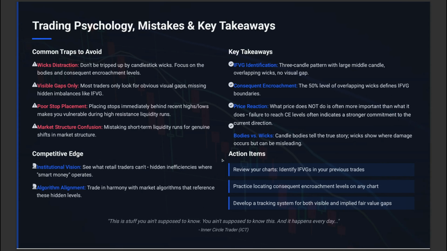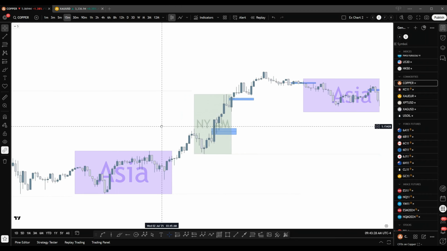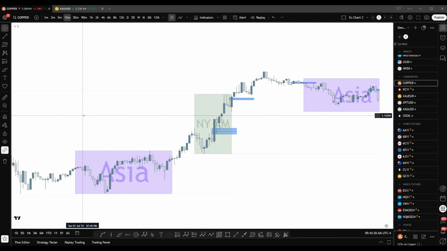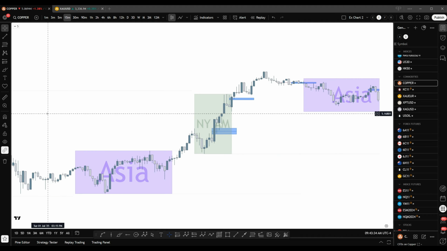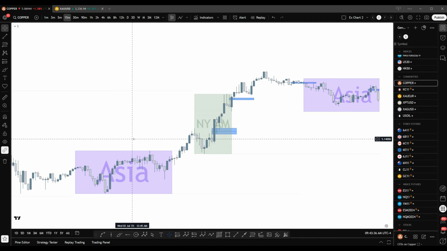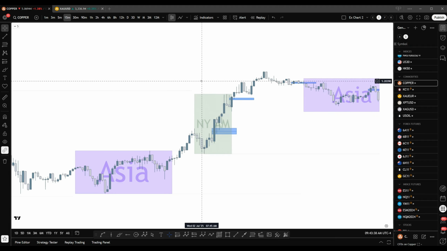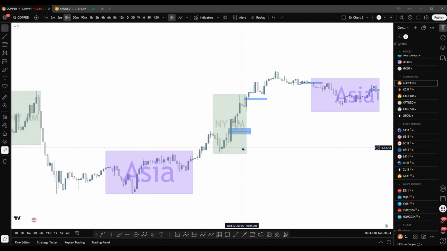I'll show you how you can apply this concept. Alright guys, so we are going to be using copper for this example, and if you haven't traded with copper, I highly suggest you try it out. Copper has been a pretty good pair to trade with. So we're going to use order blocks and kill zones to trade with implied fair value gaps.